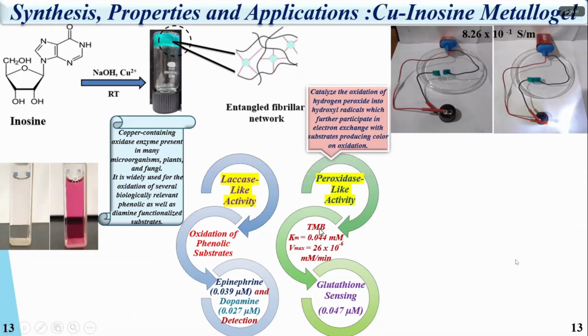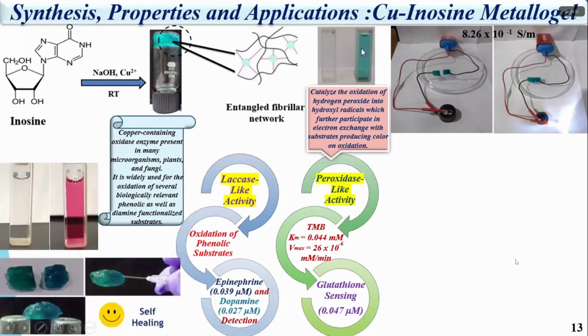So here we sense glutathione with a 0.047 micromolar limit of detection, which is good. And these are the rates of these reactions, which we calculated from these UV-visible and kinetic studies. Here is the digital image of the oxidation of this peroxidase substrate, which gets oxidized and gives blue color.